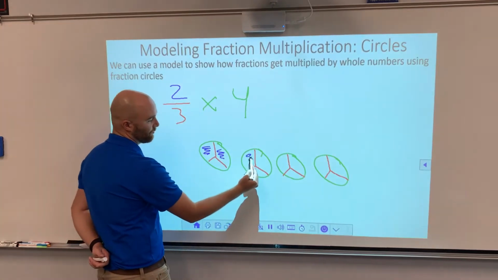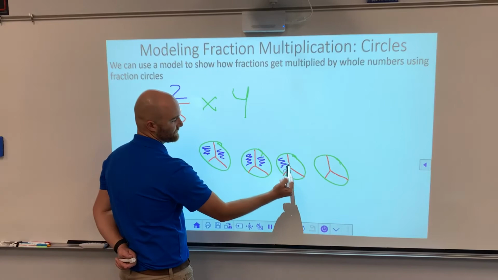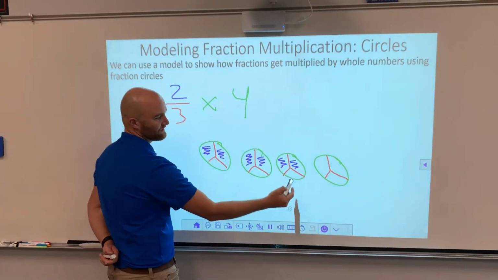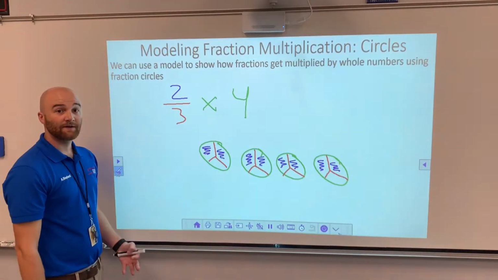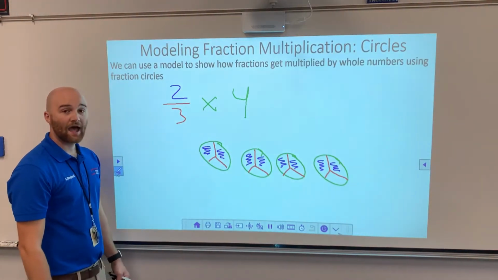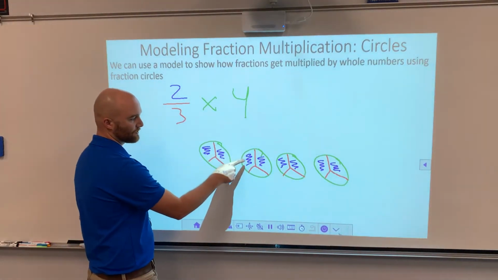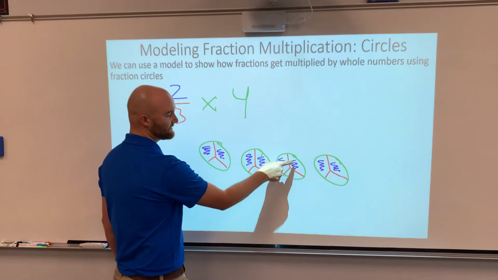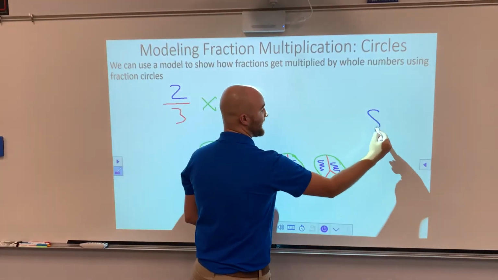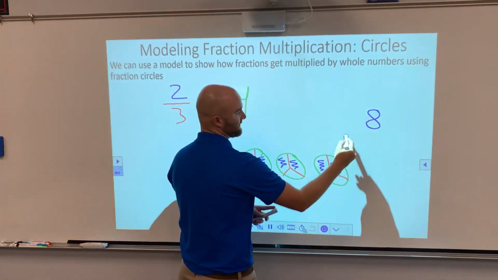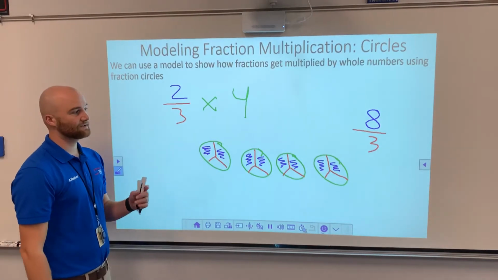I'm going to do that for every circle. To find my answer, I just count up how many thirds I shaded. I shaded 1, 2, 3, 4, 5, 6, 7, 8. I shaded a total of 8 things that are thirds. So my answer is 8/3.